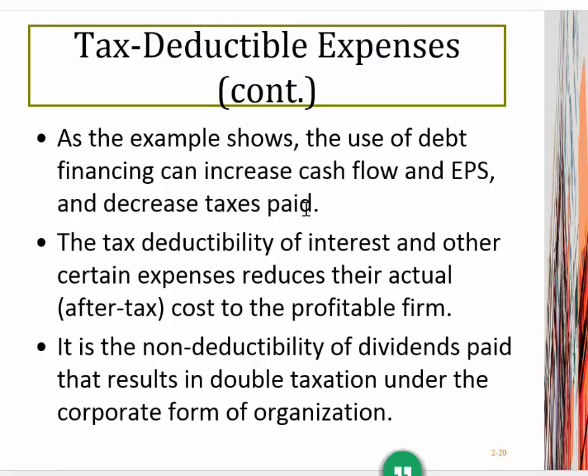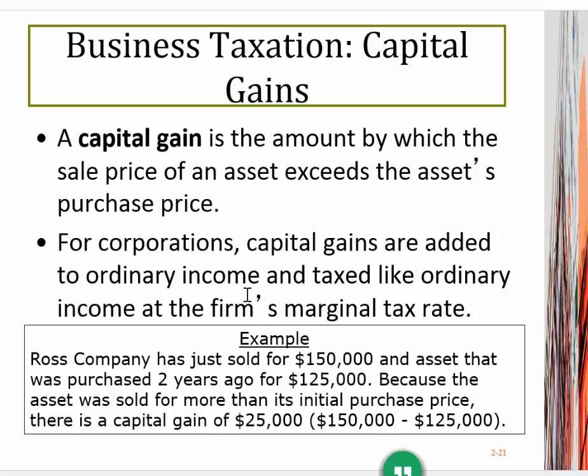Again, we can show how this, obviously, might change earnings per share, because if we borrowed, we probably have fewer shares that we have to divide our income by. So the taxability of interest and other expenses reduces the actual after-tax cost. The government is essentially subsidizing the expenses when you can deduct them from income.